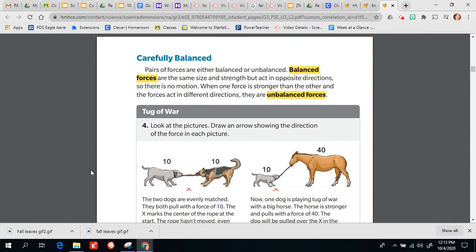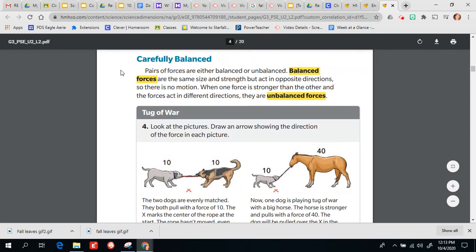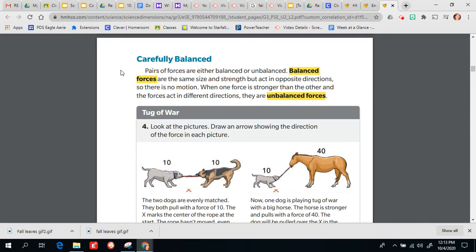Next, turn to page 91. Read along with me. Carefully balanced. Pairs of forces are either balanced or unbalanced. Balanced forces are the same size and strength, but act in opposite directions, so there is no motion. When one force is stronger than the other and the forces act in different directions, they are unbalanced forces.